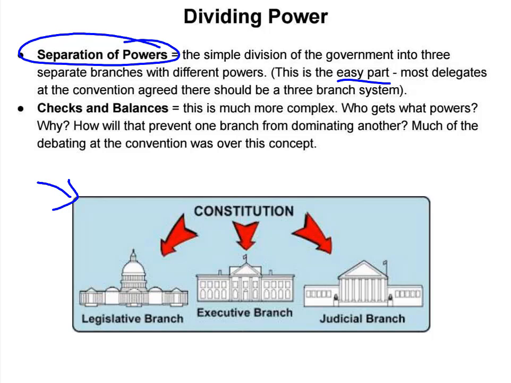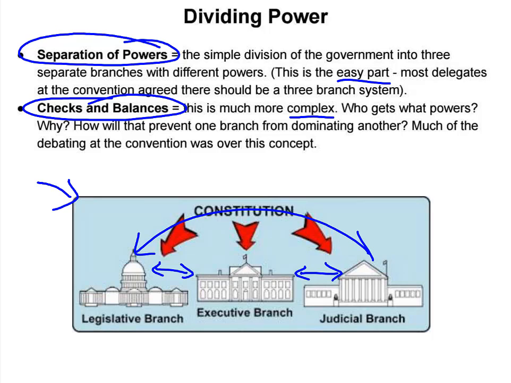But the more difficult part, the complex part, is checks and balances. And that is, as I said, much more complex. Who gets what powers? Why? How will that prevent one branch from becoming dominant over another branch? It is an intricate system, and it is meant to keep a balance of power in the federal government. So it is easy to get these terms mixed up. Make sure that you don't do that.